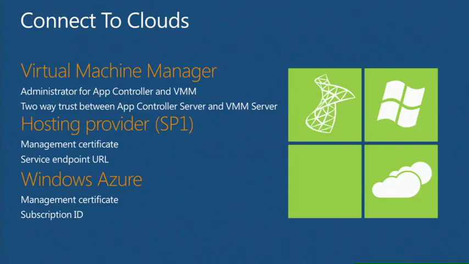Also, the service endpoint is actually a URL. In the other one, the endpoint was a server for the VMM. In this case, it's a URL because it's based on the web service provided by Service Provider Foundation. For Windows Azure, it's very easy to connect. All you need is a subscription and the management certificate that you have uploaded to your subscription, and then we upload that subscription, and we're up and running. We can pull all that information very easily into App Controller, and I'll show you how you do that very simply.